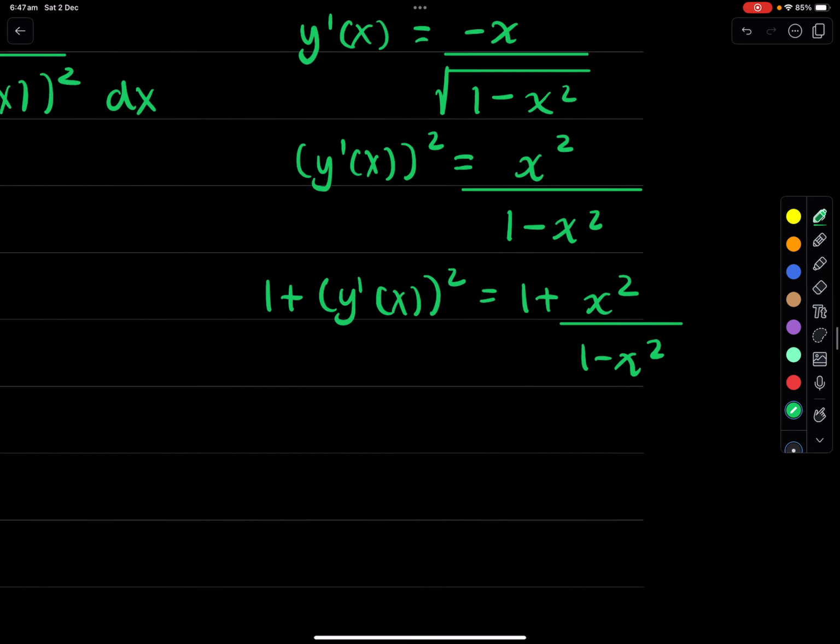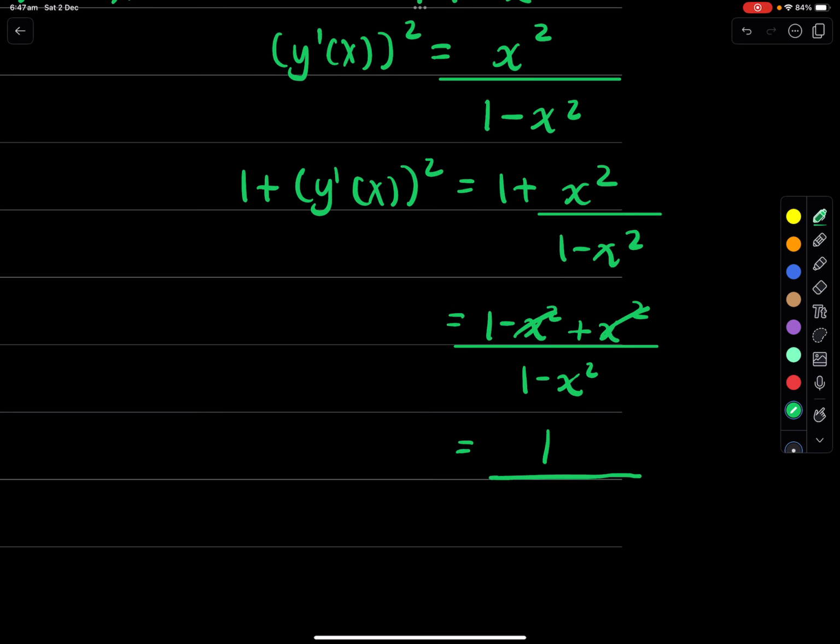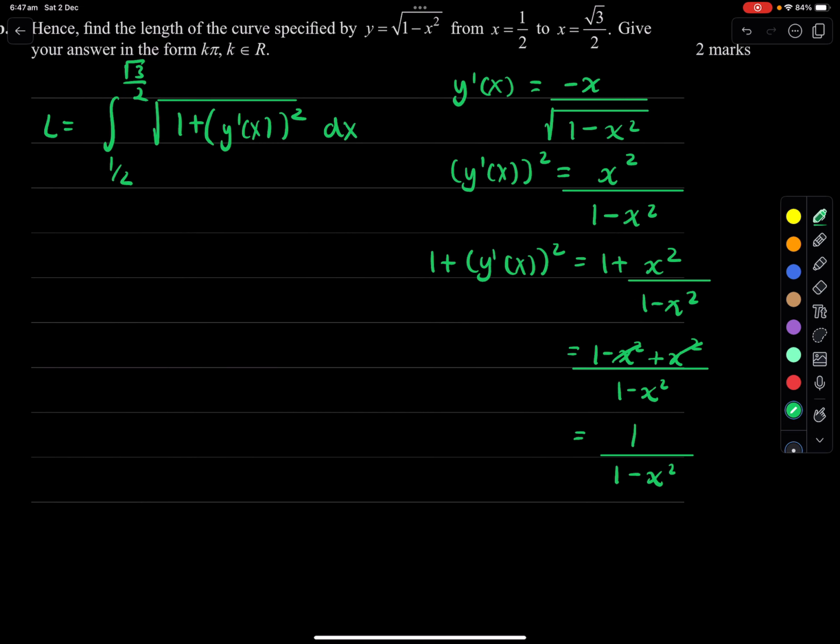Okay, what I'm going to do is bring this over here, and so we can rewrite this as 1 minus x squared plus x squared, all divided by 1 minus x squared. Now, these can actually cancel out. So this whole expression can be written as 1 over 1 minus x squared. So let's write it down in our formula: from half to root 3 over 2, the square root of just 1 over 1 minus x squared dx.